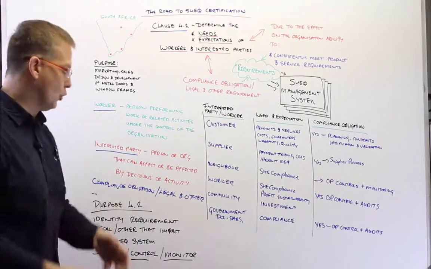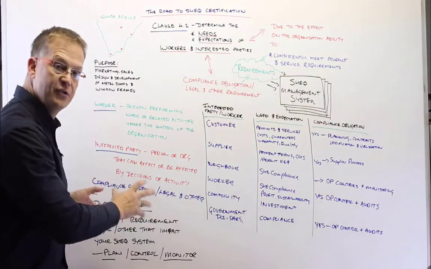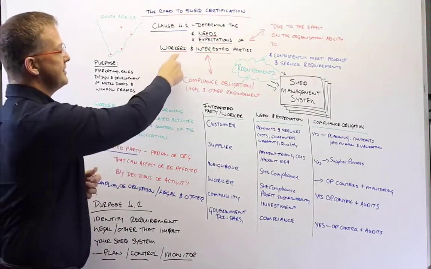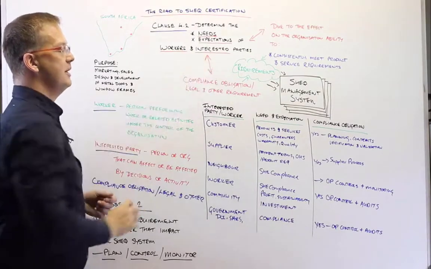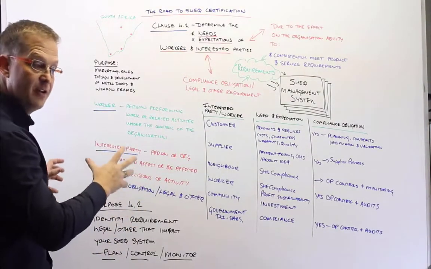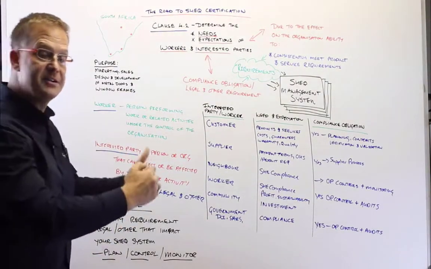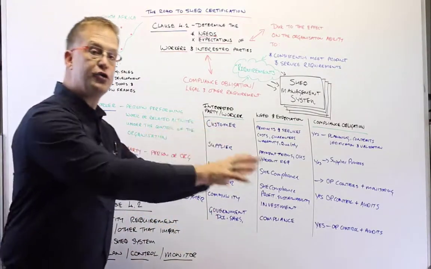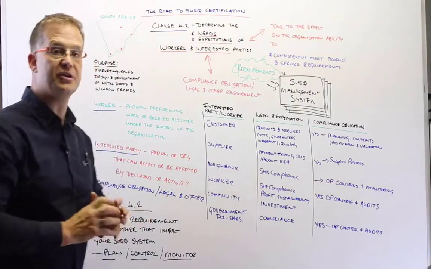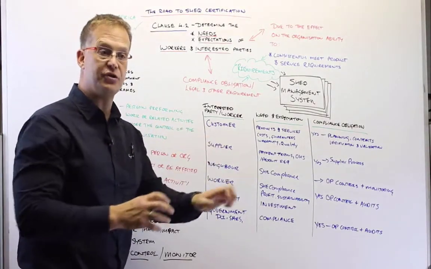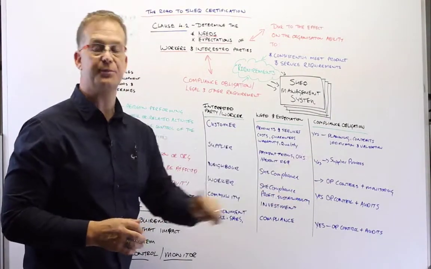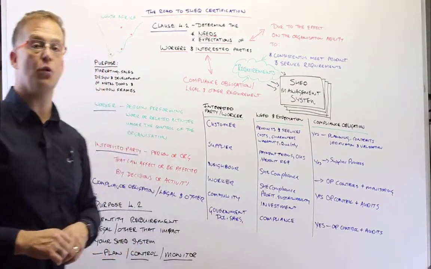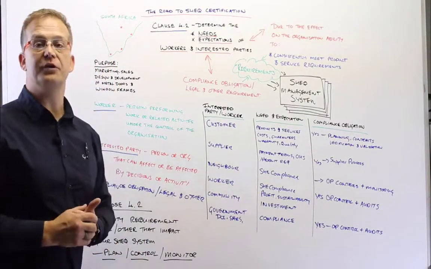In short, we want to identify the different requirements created by the needs and expectations of workers and interested parties. We identify them now so that in later clauses we can plan, quantify, and control them through operational control procedures, and then monitor and measure them through our auditing, our inspections process, or our compliance audits. So that's just an overview of clause 4.2.